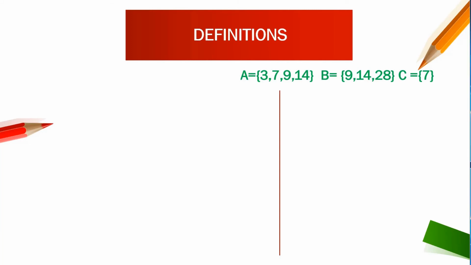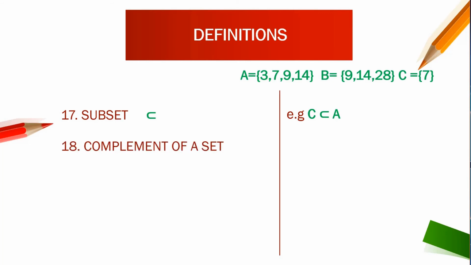So the first definition for these examples that we're going to look at is subset. A subset is a set within a set. So therefore, all the elements of one set can be found in the elements of the larger set. Subset is represented by this symbol here, which looks like a flat, elongated C. So for example, C is a subset of A, because as we can see, all the elements in C, which is just the number 7, can be found in A. So therefore, every element of C is in A.